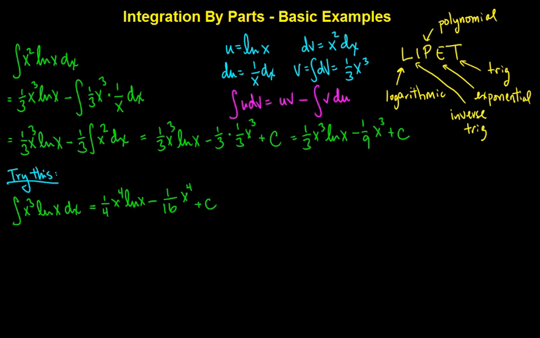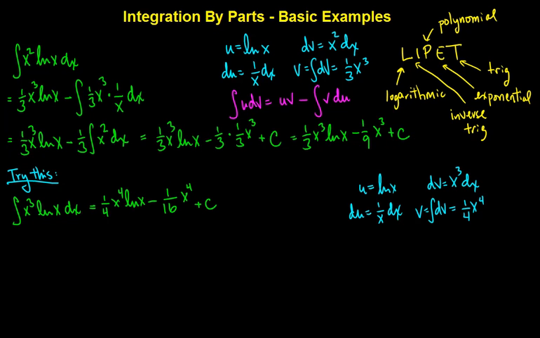So the important thing in setting this up is we need to choose the proper function for u, and according to LIPET, the natural log should come first. So u is ln of x, and dv is the remainder x cubed dx. We're going to differentiate u, and we will get 1 over x dx, and we'll integrate dv, and we get 1/4 x to the fourth. Remember the formula, the integral of u dv is equal to uv minus the integral of v du.